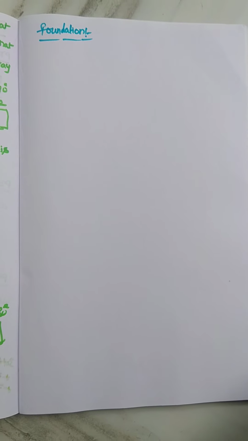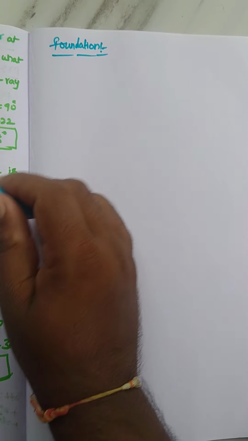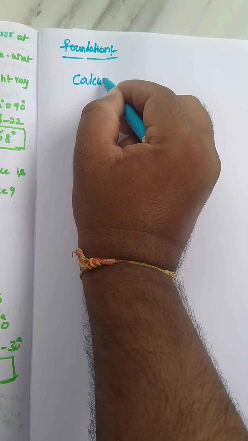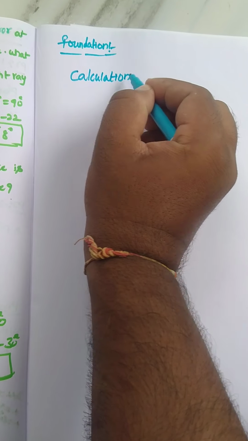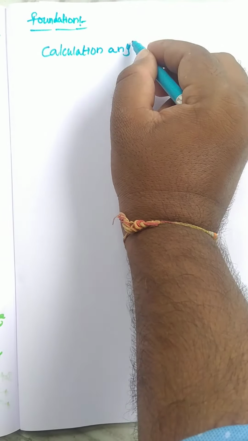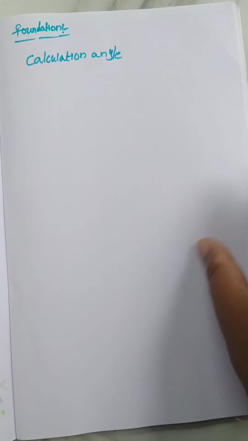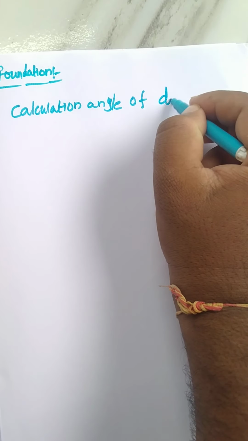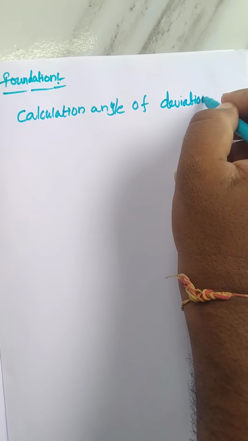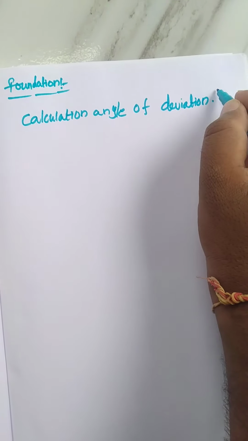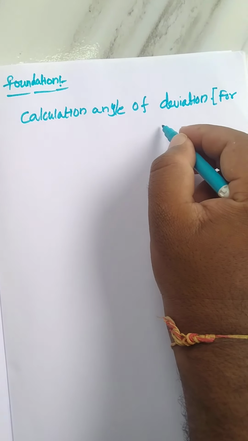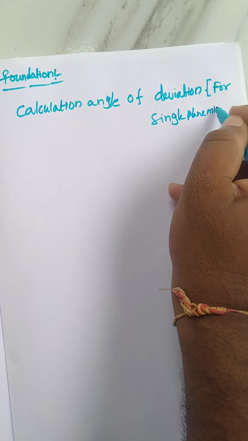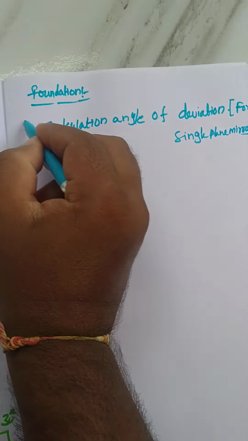Dear students, today I am going to discuss about the angle of deviation, which we already know, and now I am going to discuss the calculation of angle of deviation. I think I discussed this already in CBSE itself, but again I am discussing here the calculation of angle of deviation for a single plane mirror.